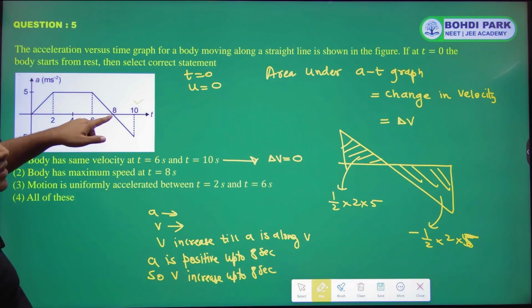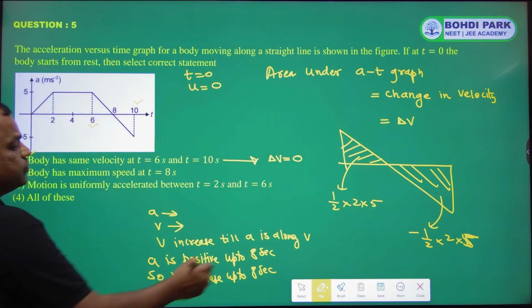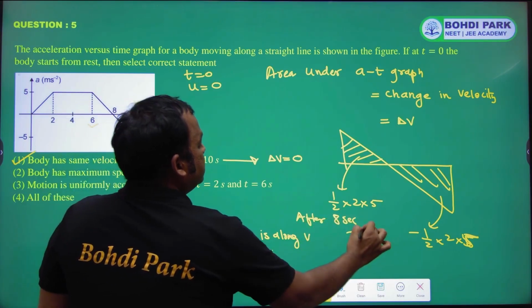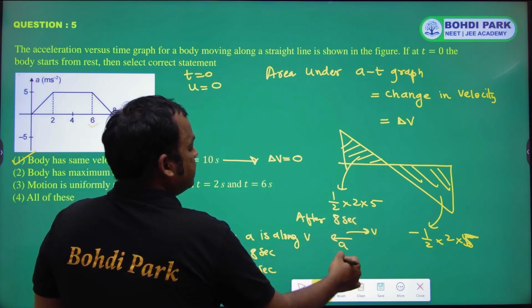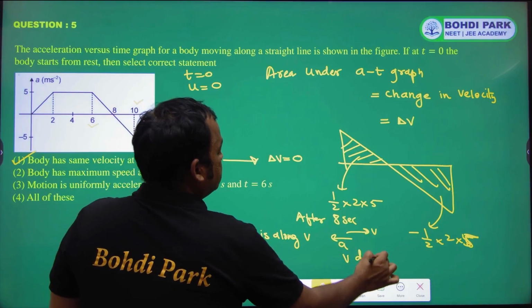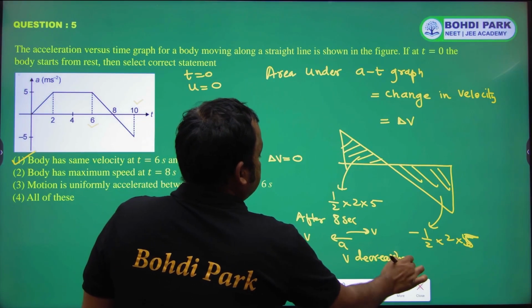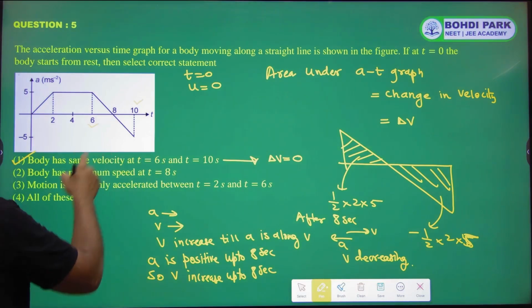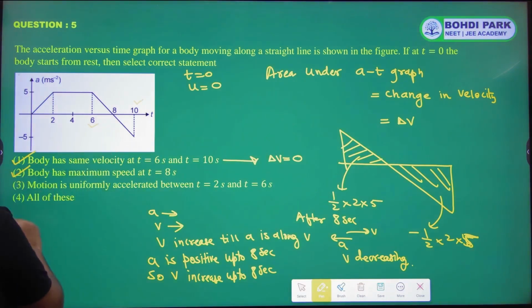After 8 seconds, the acceleration becomes negative. After 8 seconds, velocity is on the right side, acceleration is on the left side, so velocity will start decreasing. So the second option is also correct. Body has maximum speed at 8 seconds.